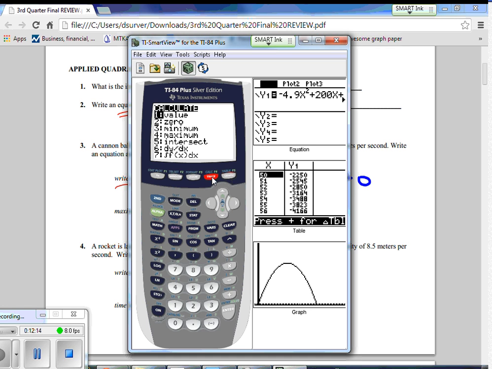Calculate the maximum, which is the 4th one. And then I get to the left of it. And then I get to the right of it. And then I get right on top of it and hit enter. So there's a 20.4 and then there's a 2040. Do you get that one of those is the time and one of those is the height?